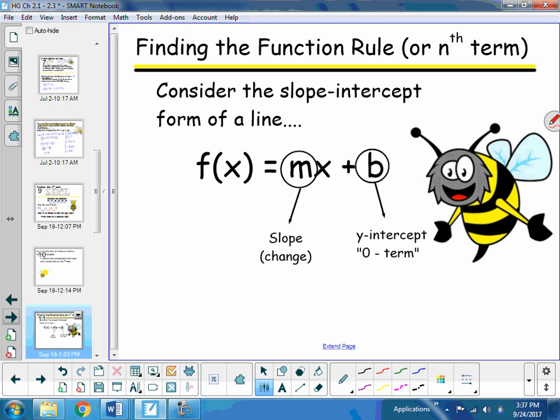So as a quick reminder, slope is the m value. Remember, slope means how something changes. Keep that in the back of your mind. Slope is how it's changing over time. And then the y-intercept is where x equals 0. It's the 0 term. Those two ideas are going to make finding that 200th term much easier.